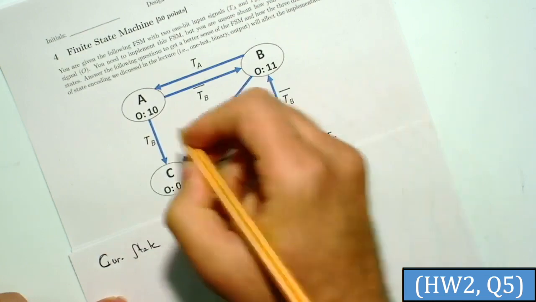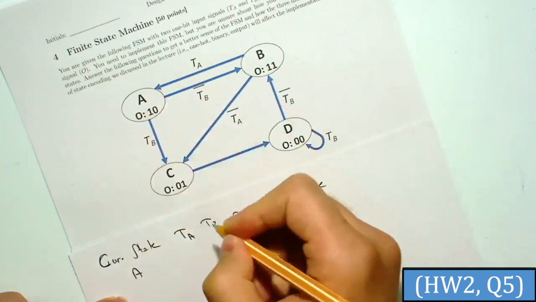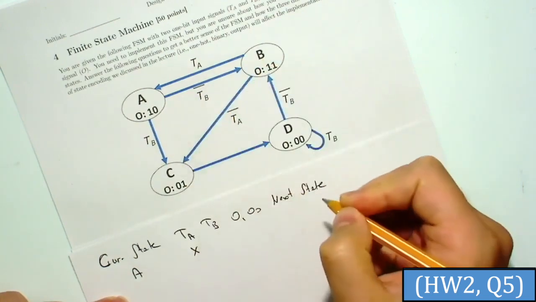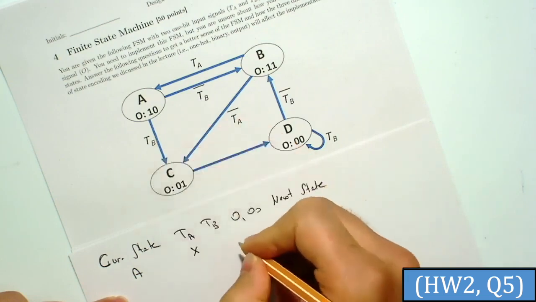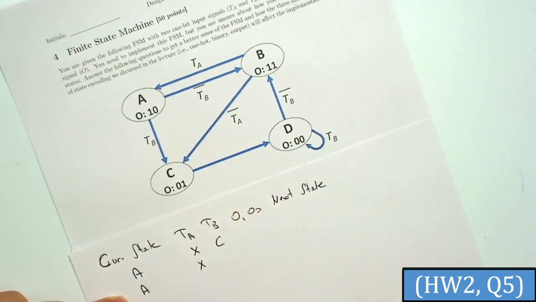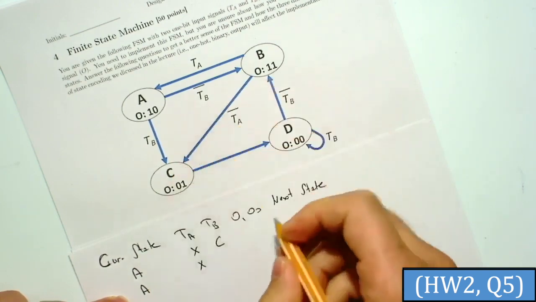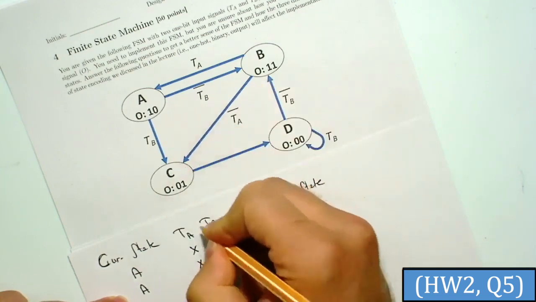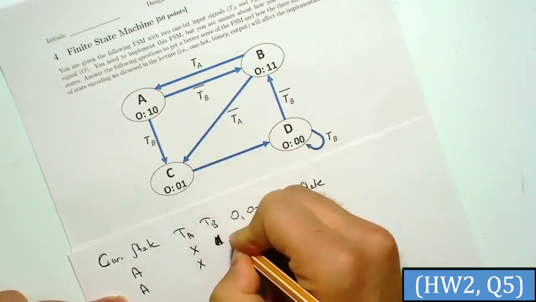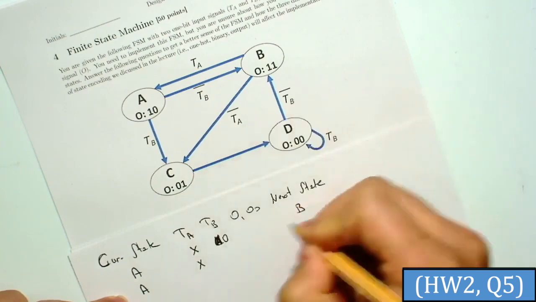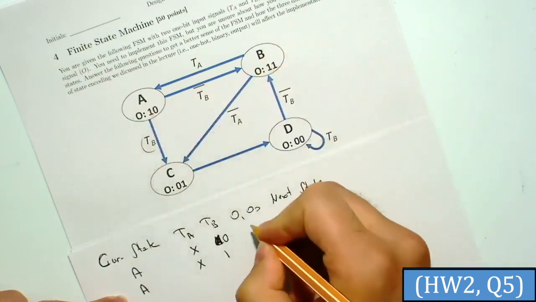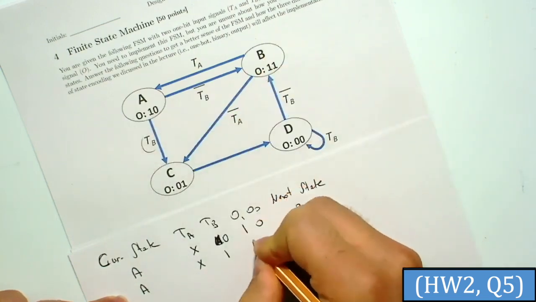For the current state, starting from A, the TA is don't care. If I have TB 1, I'll visit C. Being in state C, TA don't care, and if I have TB 0, I'll visit B. So if I have 1 here, I'll visit C. And the output when I'm in state A will be 1, 0.